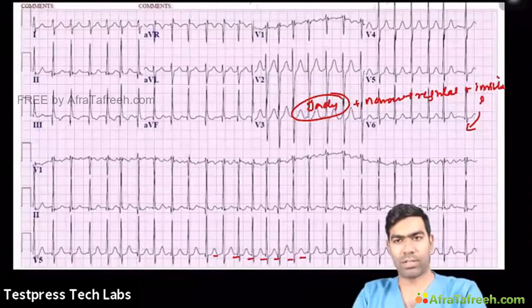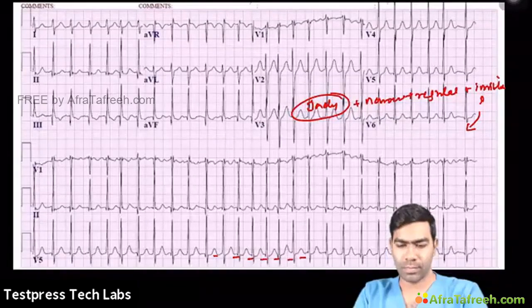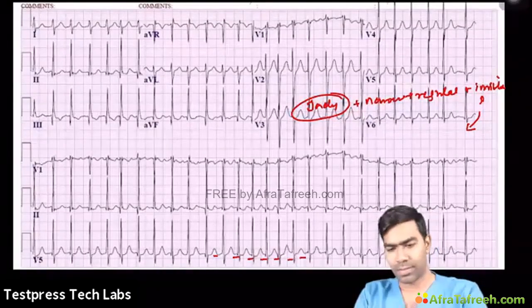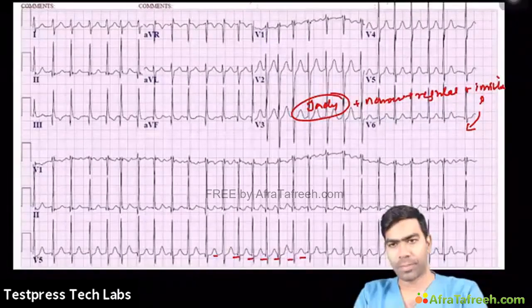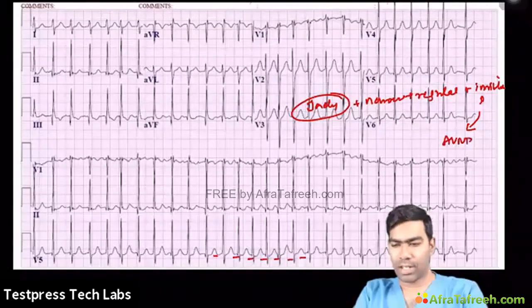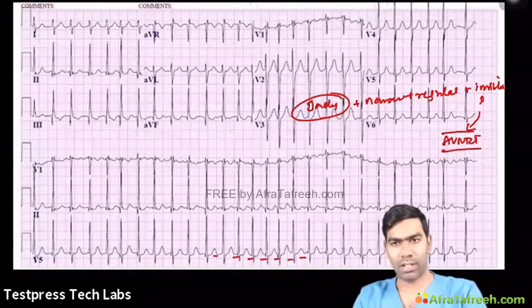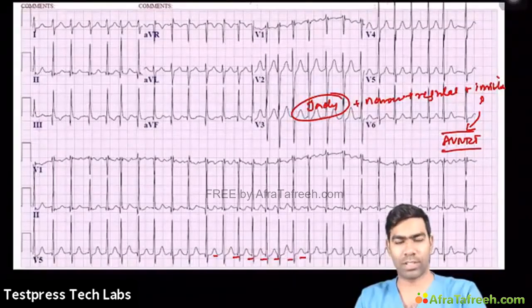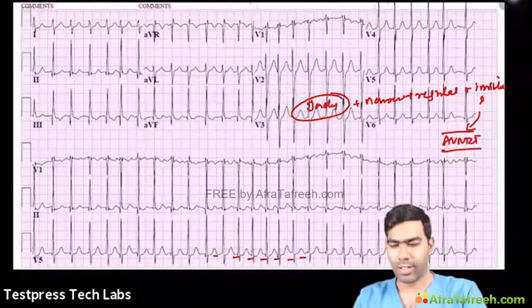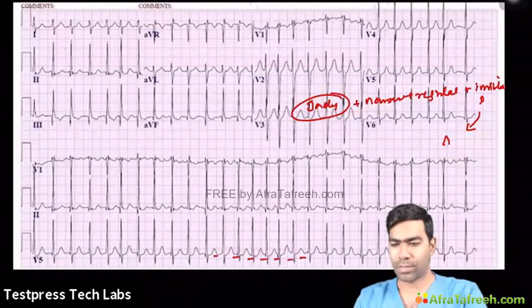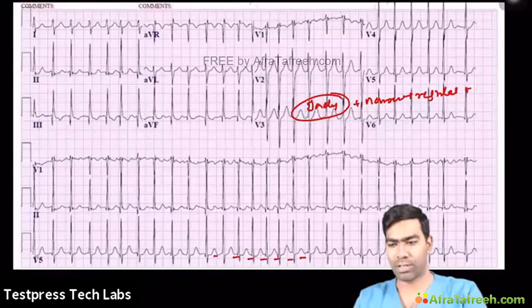So what is the diagnosis? AVNRT, right? AVNRT with orthodromic conduction. I mean, it could be AVRT with orthodromic conduction, but I want a simple diagnosis. It's likely to be AVNRT, right? But your diagnosis is wrong. Whatever we did till now is absolutely wrong.